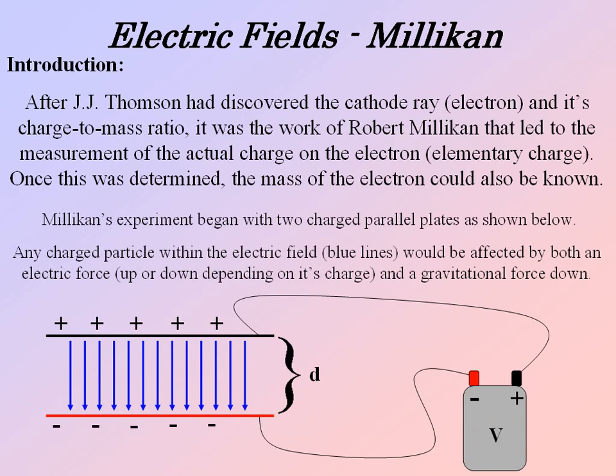Any charged particle within the electric field would be affected by both an electric force, which is up or down depending on its charge, and a gravitational force downward. A negative charge would experience an upward force. A positive charge would experience a downward force. Either of these two charges, positive or negative, would experience a gravitational force down.